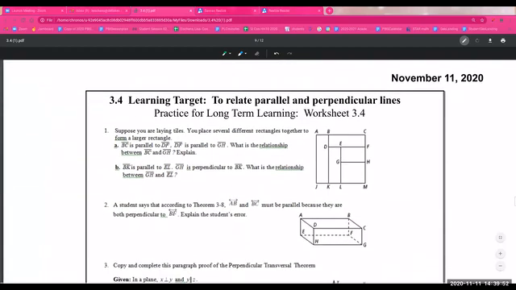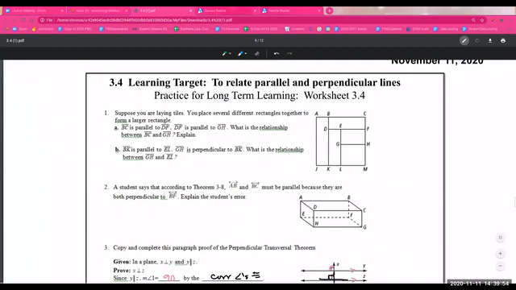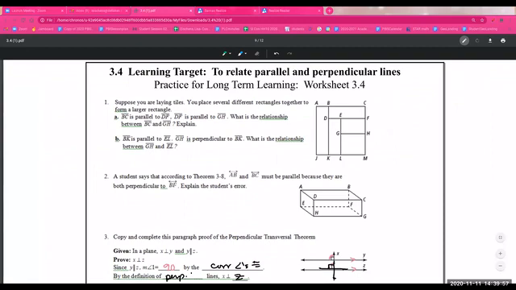All right, and then you have a worksheet to do here in this lesson, worksheet 3.4. And let me just do a few problems to get you started. It says BC is parallel to DF, and DF is parallel to GH. So what's the relationship between BC and GH? Well, we're going to use the transitive property, and we would just say BC is parallel to GH, and that would be by the transitive property. Okay, and so go ahead and work on that.